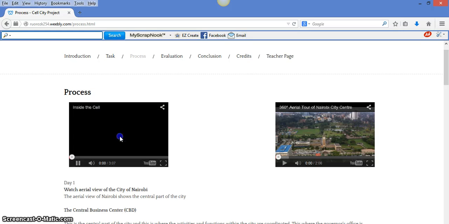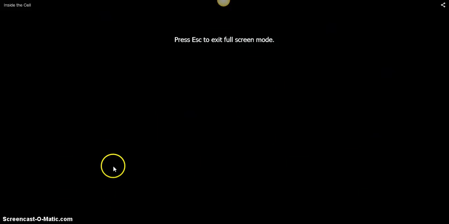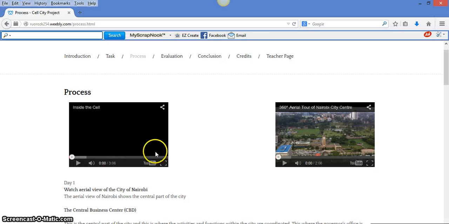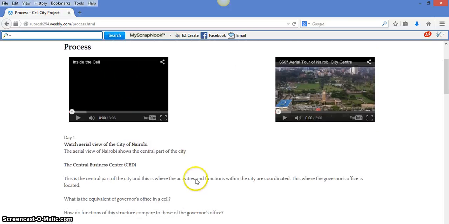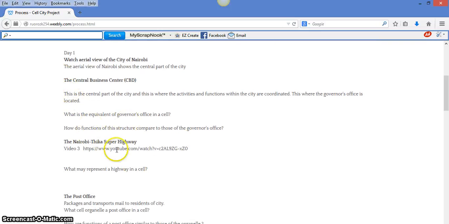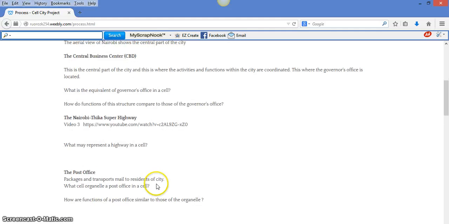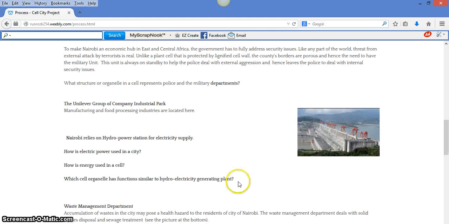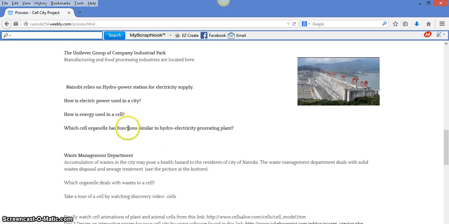And then they were also going to take a kind of a virtual tour inside the cell, and this was going to allow them to have a feel of what the inside of a cell looks like. This would enable them to be able to connect the cell structures and the function. And after they do that, there were some questions that they were looking at, and this was all in preparation for their project.